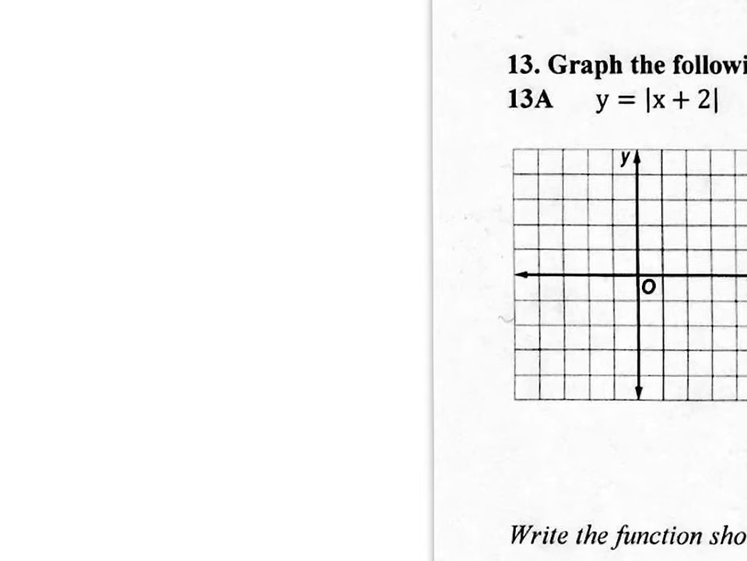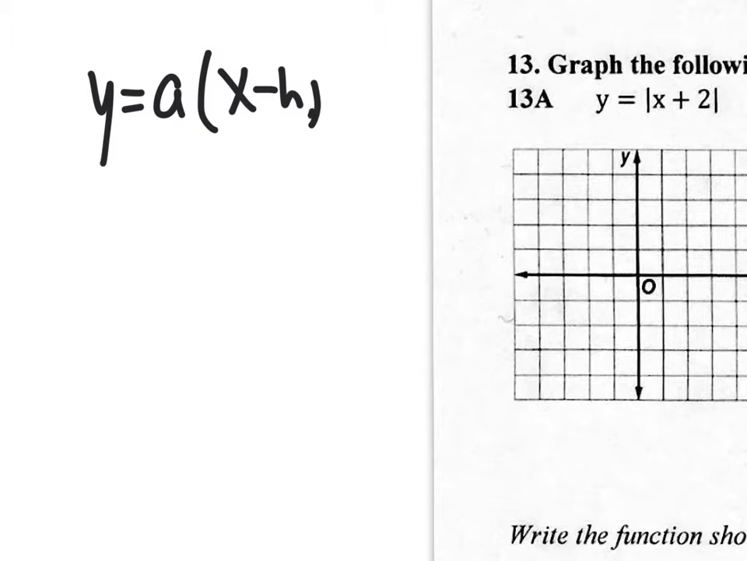What is a vertex form equation? It's y equals a parentheses x minus h squared plus k. The only difference in this case is that you don't have the parentheses, you have absolute values, and you don't have a square on it.